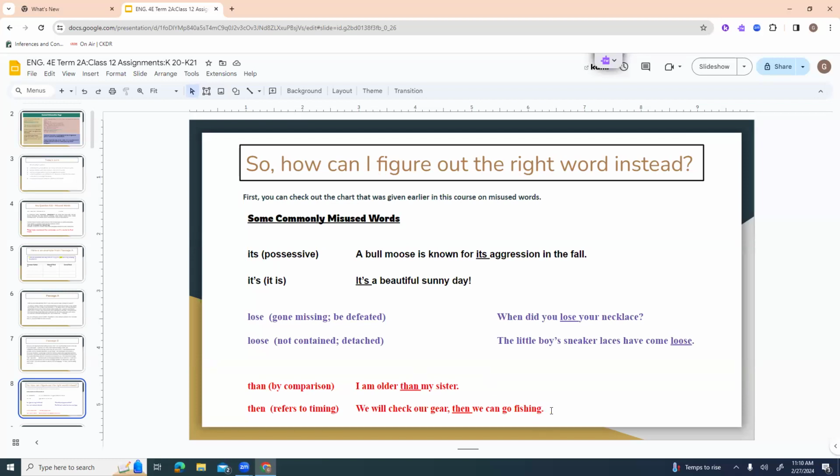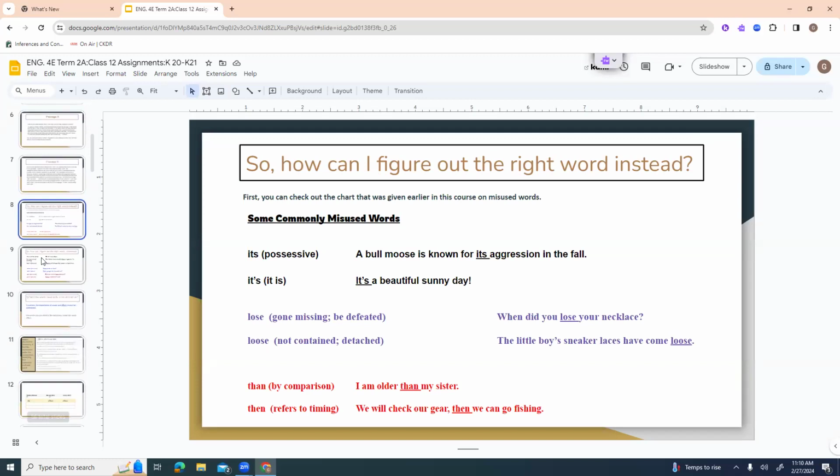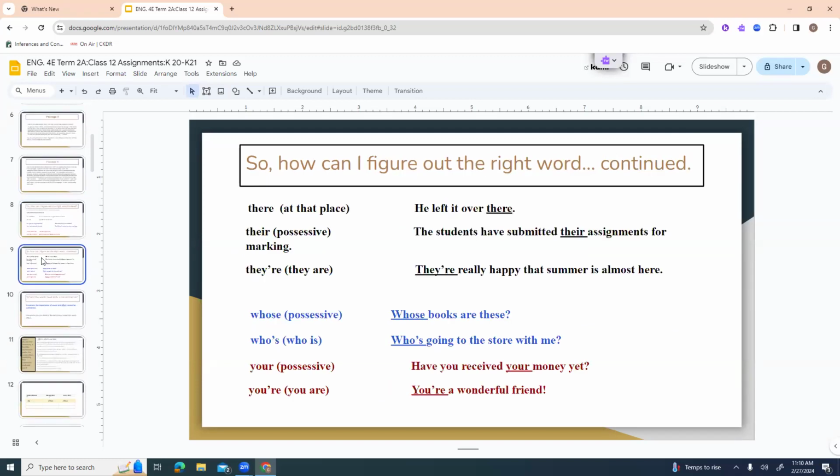Then is talking about a sequence. We will check our gear, then we can go fishing. So something else is happening first, and this is happening next. Okay. The way I always remember it is then looks a lot like when, and when is a time word. So then is also a time word. Hang on, the sentence kind of, there we go. It goes on to the next page. Okay.